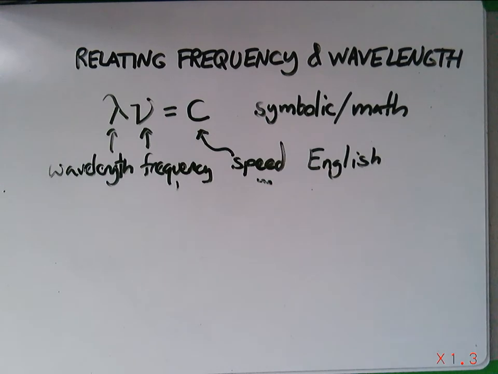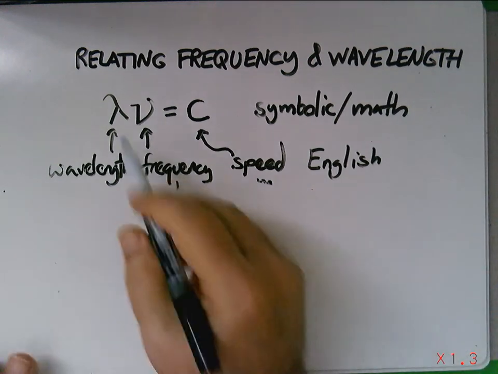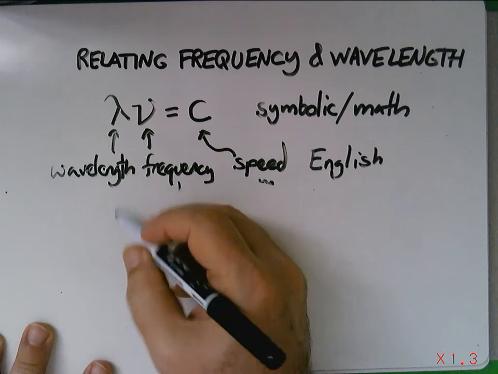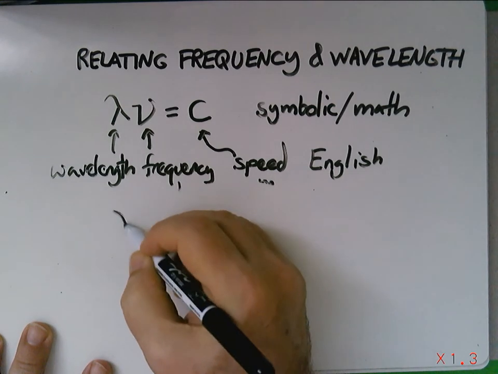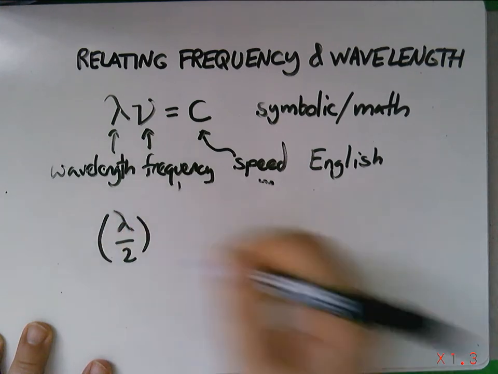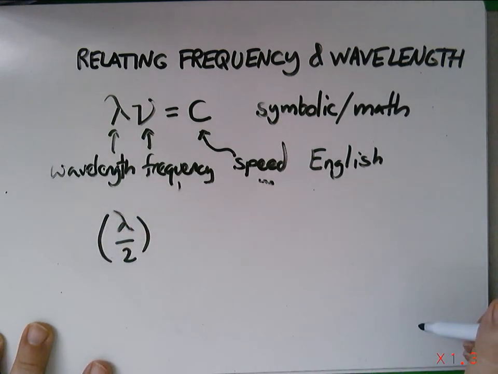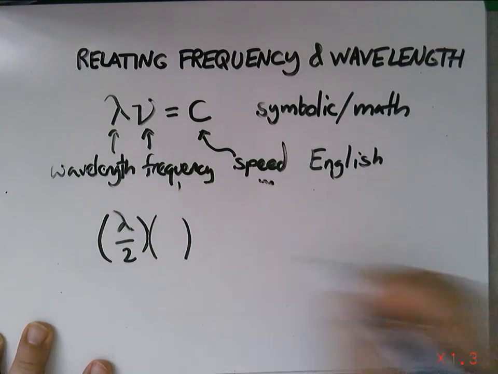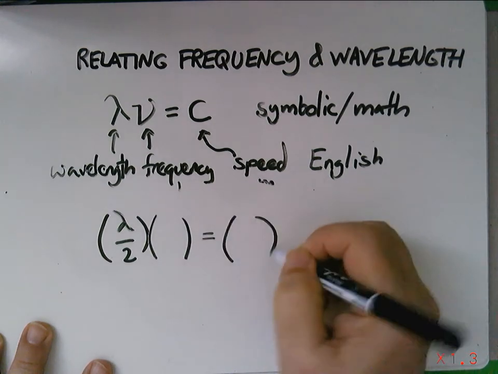Now there's another way to look at this, and that is in terms of what happens when you squeeze one variable. What happens to the other one? For example, what if I cut my wavelength in half? I could replace lambda by lambda over 2 in that equation. Now what do I have to do to the rest of the equation to keep it true? Like, what has to happen to these other things?